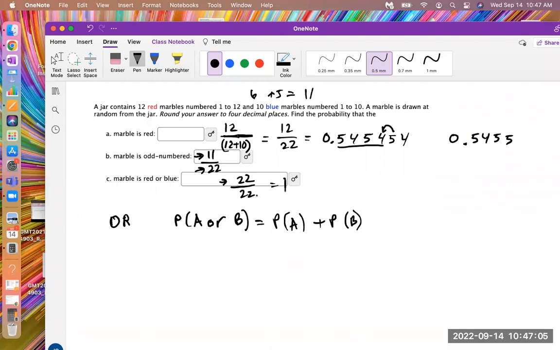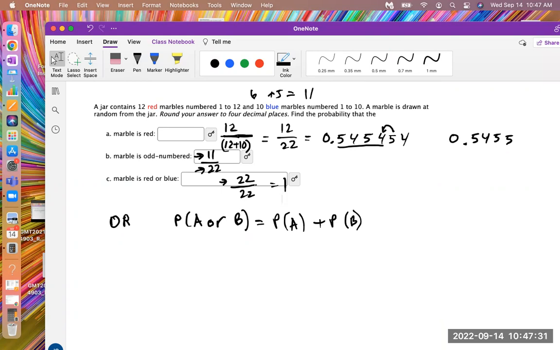So this is going to be one whole. What's the probability of me getting a red or blue marble? Well, all of them are red or blue, so every time I put my hand in there, I'm going to get either a red or a blue one. It's 100% sure that when I put my hand in this jar and pick one out, it's going to be either red or blue. That's why the probability for part C here should be one whole.